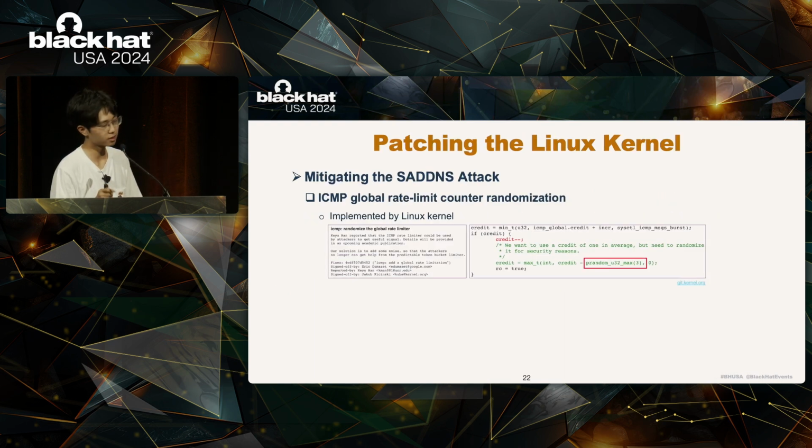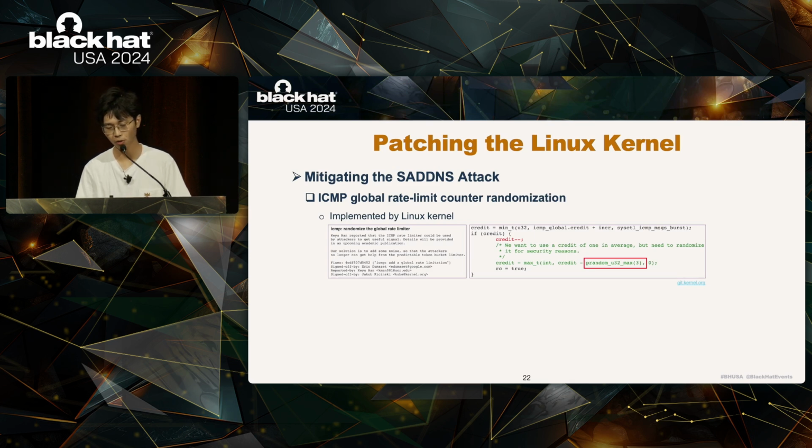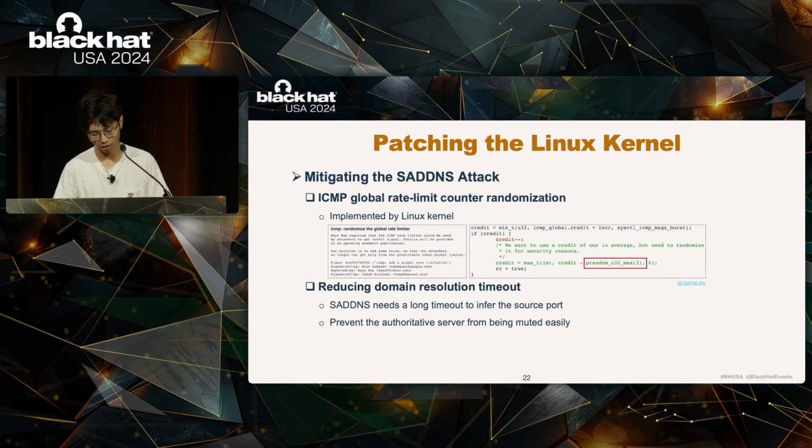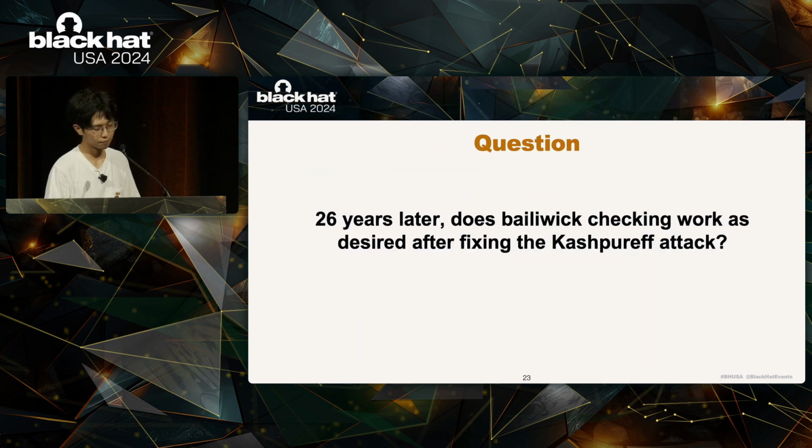To mitigate the SAD DNS attack, ICMP global rate limit counter randomization is implemented by the Linux kernel. Besides, reducing domain resolution, like adding timeout, and DNSSEC also work. So after 26 years, does bailiwick tracking work as designed to fix the cache poisoning attack? The answer is no.